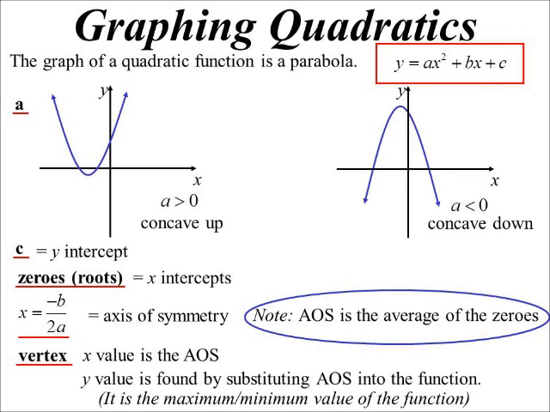Now, it's also the minimum or maximum value of the function. So if they have a question which says, find the maximum value, you don't give the coordinates of the vertex. They're just asking, how high does it go? So you just give the y value.